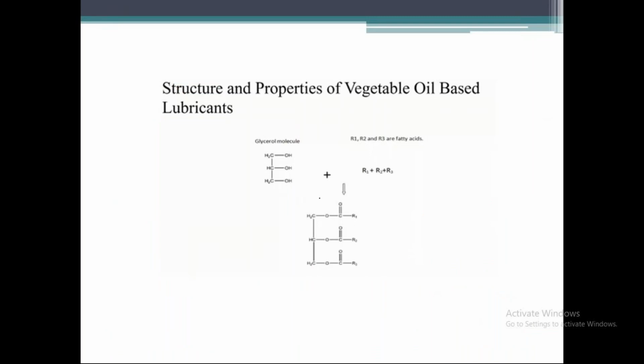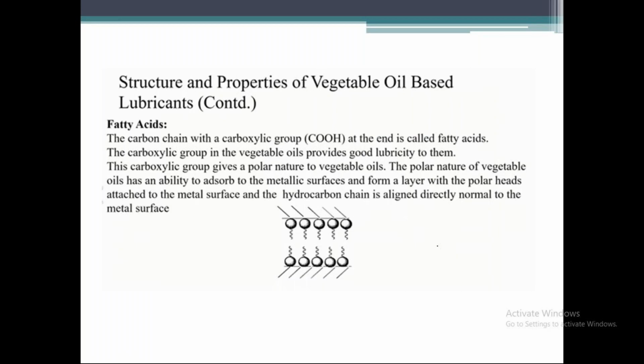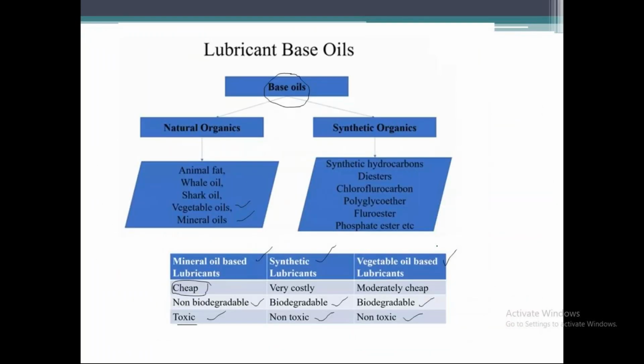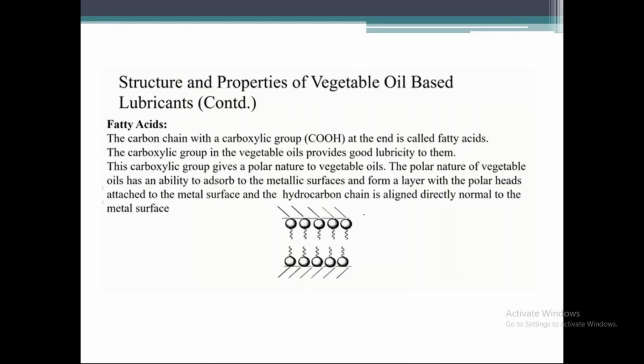Here you can see a basic structure of a vegetable oil. Here we have the glycerol molecule and we have fatty acids. When we have a combination of glycerol and three connected fatty acid chains, this is known as a triglyceride chain, or vegetable oil structure. So this is how the vegetable oil structure looks. Vegetable oil has higher lubricity. I think I have not mentioned it here, maybe it is in the coming slides. If you compare with mineral oil, vegetable oil has superior lubricity, it is a better lubricant than mineral oil.